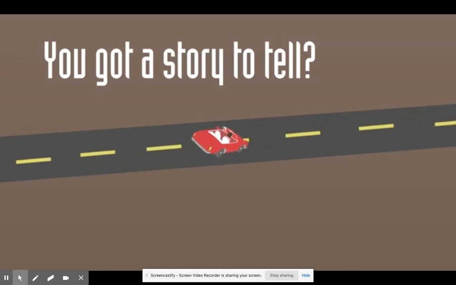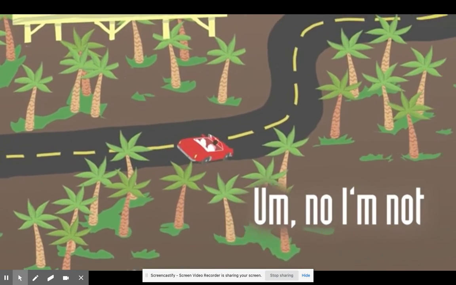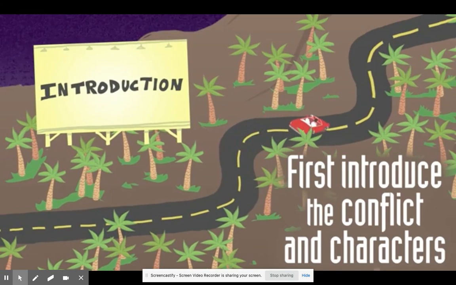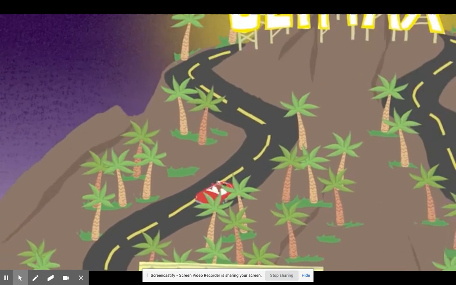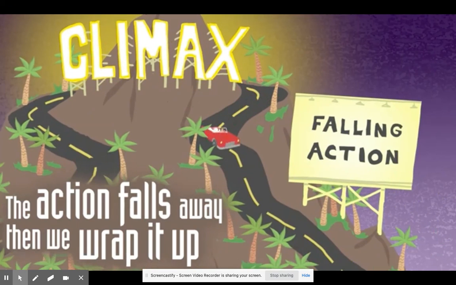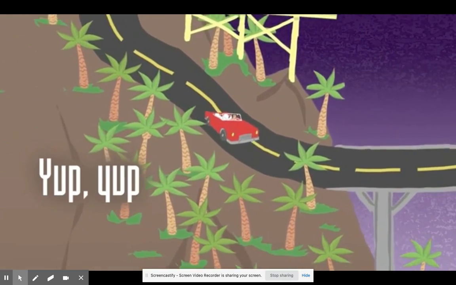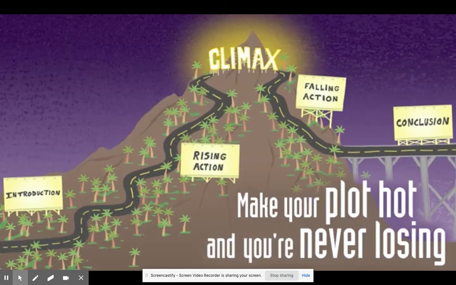You got a story to tell. You better have a plot. If it doesn't, am I listening? No, I'm not. First, introduce the conflict and characters, then the action rises. It may get scarier. The climax is when things go nuts. The action falls away, then we wrap it up. Yup. That's the conclusion. Make your plot hot, and you never losing.